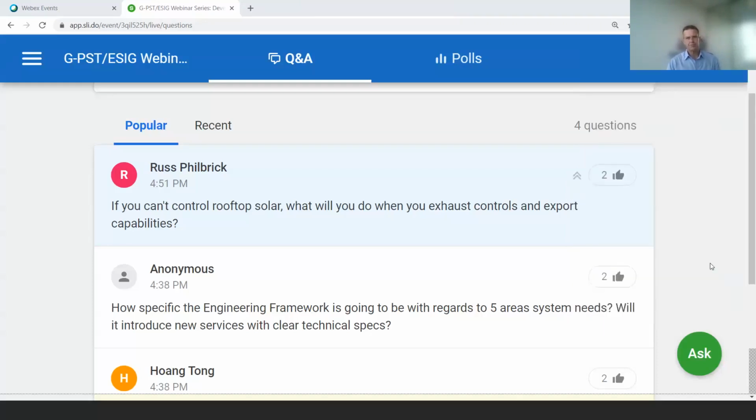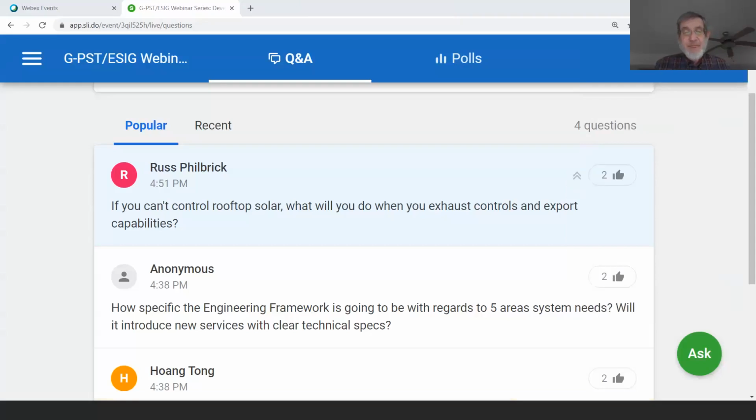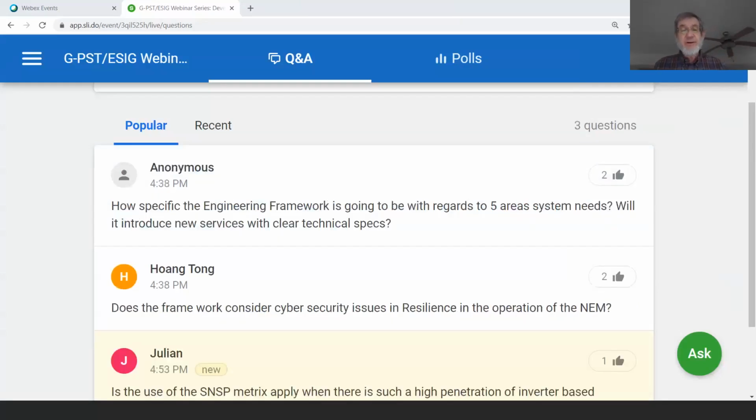Okay. I'm going to go to this one on the engineering framework. How specific is the engineering framework going to be with regards to the 5 areas of system needs? Will it introduce new services with clear technical specs?